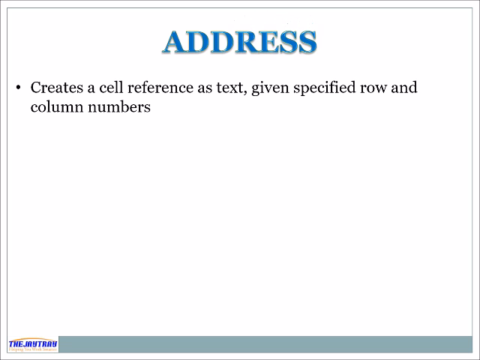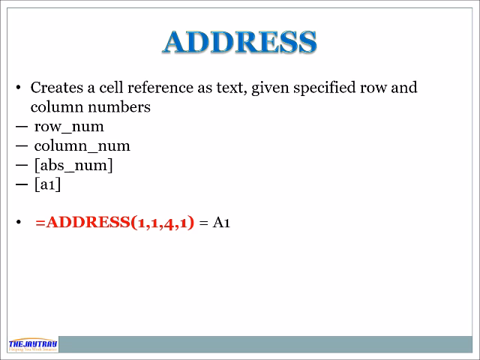The address formula first, it creates a cell reference as text, given specified row and column numbers. The parameters of the formula are row number, column number, absolute number, and A1. So you can see here I have equals address, and then within the brackets we have our parameters. The first one, I have a 1. My row number is 1. The second one is my column number. I've put in 1, which equates to A, because A is the first column. If I wanted column C, I would put in 3.